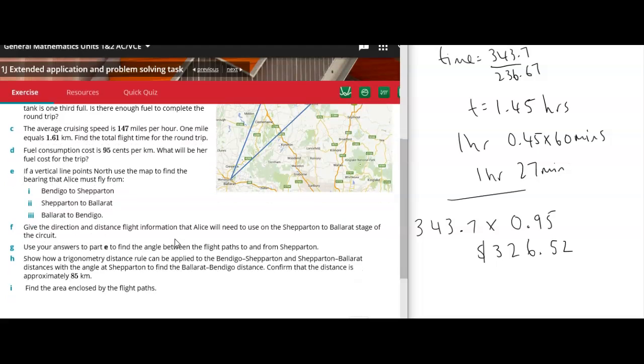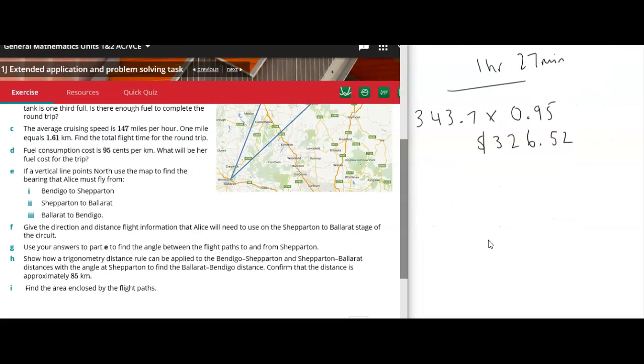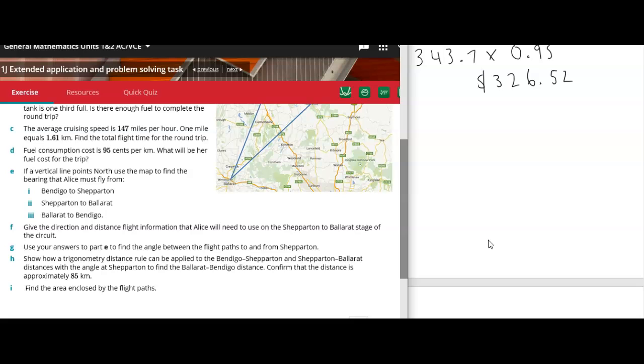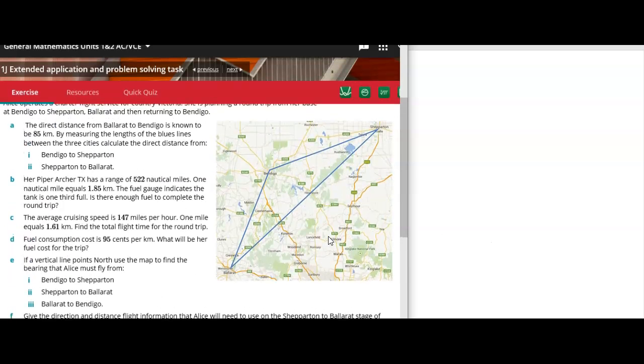What are we up to? E. If a vertical line points north, use the map to find the bearing that Alice must fly from Bendigo to Shepparton, Shepparton to Ballarat, Ballarat to Bendigo. Okay, so this is a bit annoying. It's a bit of a bearings question. Maybe we'll do a new page for this. Okay, and I need the map, so we'll scroll. So a vertical line points north. Use the map to find the bearing.